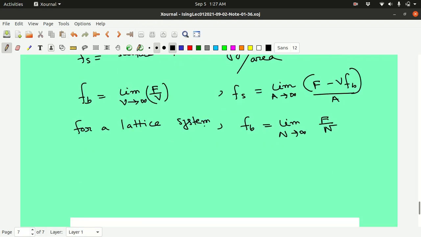These limits are called the thermodynamic limits. Now why do we need these thermodynamic limits? Because the concepts of phase and phase transition are defined in the thermodynamic limit.